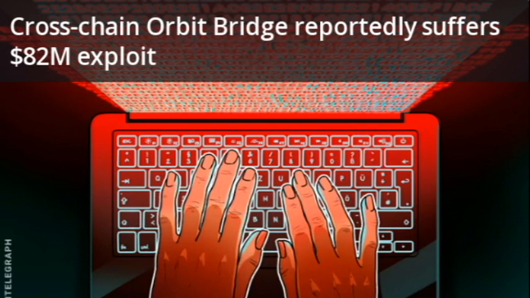Cross-chain protocol Orbit Bridge reportedly suffers $82 million exploit. Hackers have reportedly exploited Orbit Bridge, the bridging service of the cross-chain protocol Orbit Chain, for a total of $82 million, just 3 hours out before ringing in the new year.